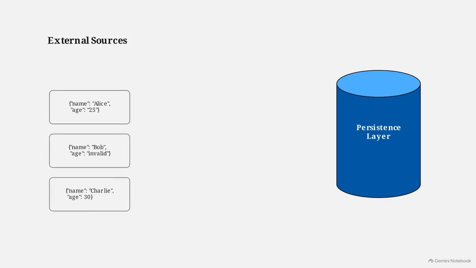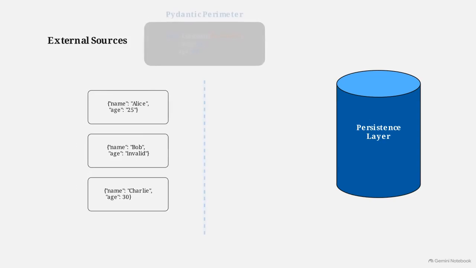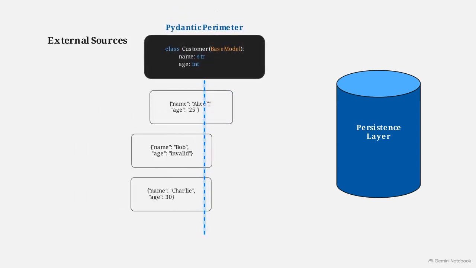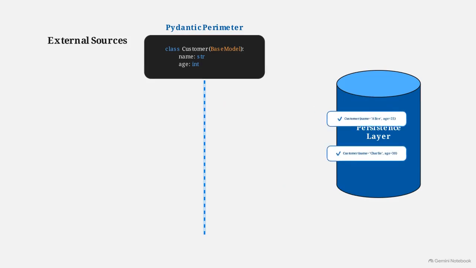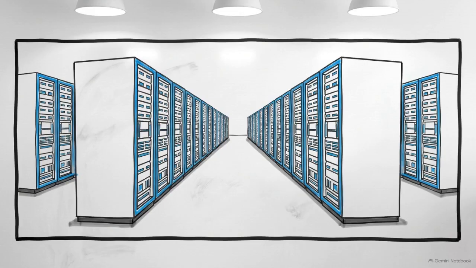Imagine building a data pipeline to process customer records from multiple external sources. The messy data converges here, at the Pydantic perimeter. The model validates every single record against your declared structure the moment it arrives. The clean result flows consistently into your persistence layer. Any malformed data is caught and flagged before it ever has a chance to reach your database. Pydantic safely isolates your application's core logic and storage mechanisms from the unpredictability of external inputs.